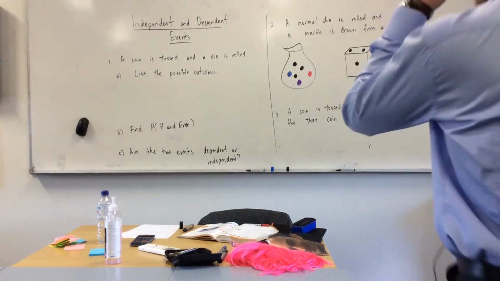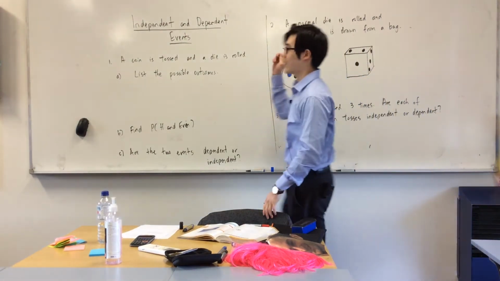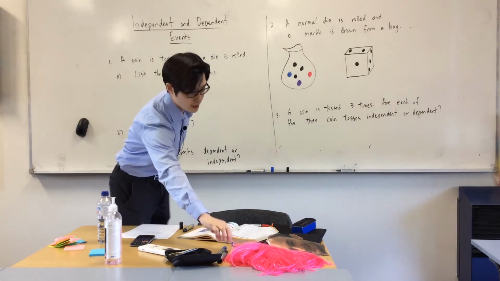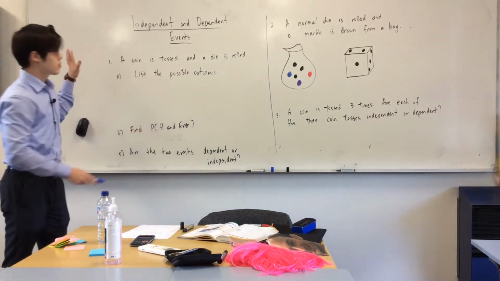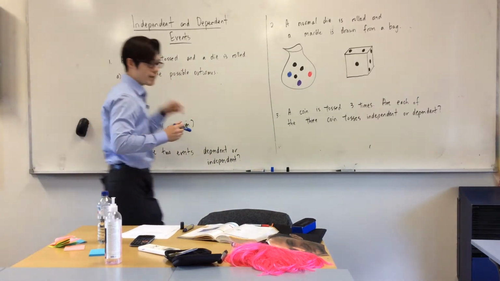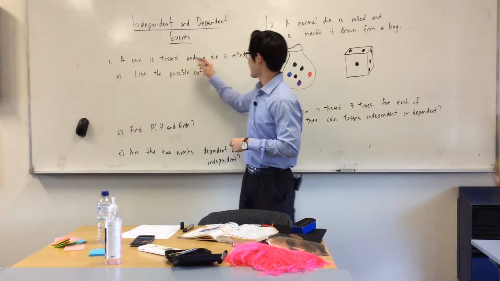So the next thing that you got to know in probability is independent and dependent events. Okay, and it's very simple. So before we do that, let's just look at this question. We have a coin that's tossed and a die is rolled.